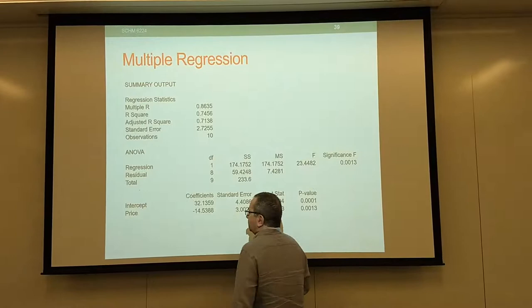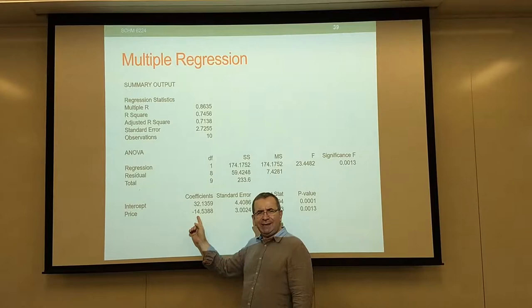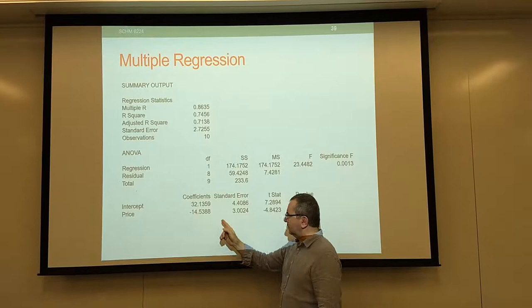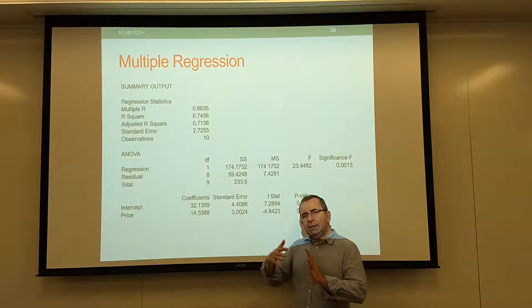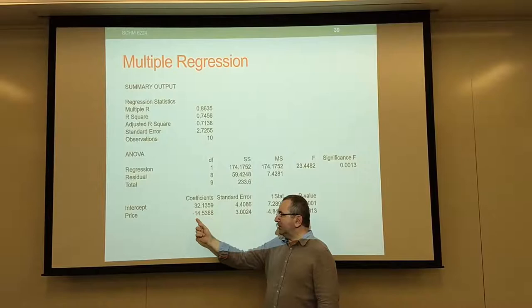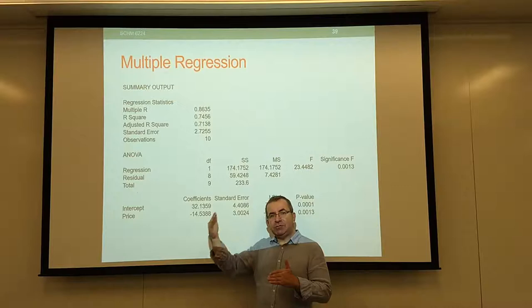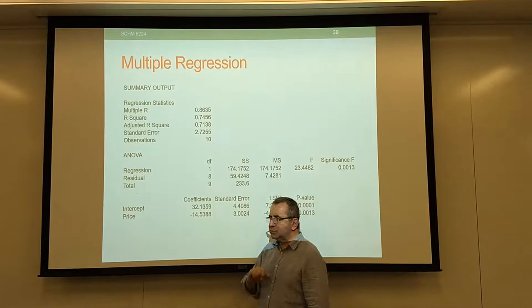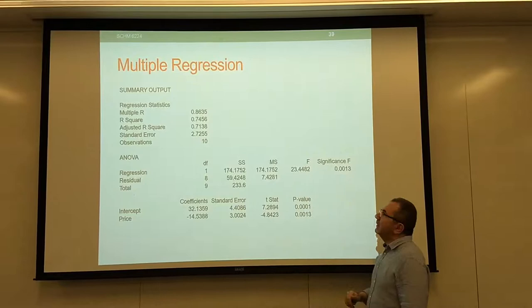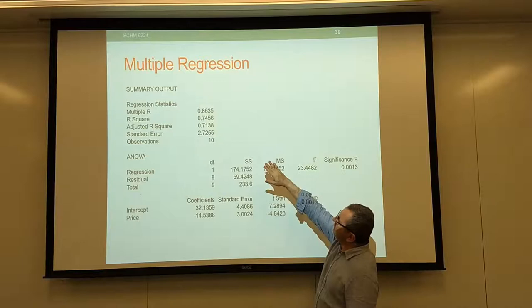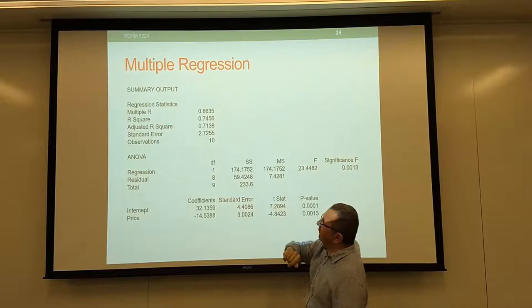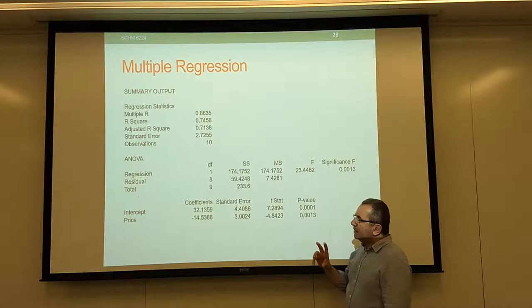Okay, there's a negative number here. Is this wrong? No, because what happens is that as price increases, the sales go down, okay? Price has a negative effect on sales. If you increase price, sales will go down. If you decrease price, sales will go up. That's why you have a negative number here. Alpha, beta, okay. And the R squared is, let's say, 71%. I'm sorry, 75%, okay? So, we can build a model which considers both price and advertising.